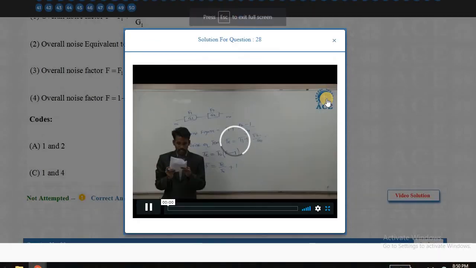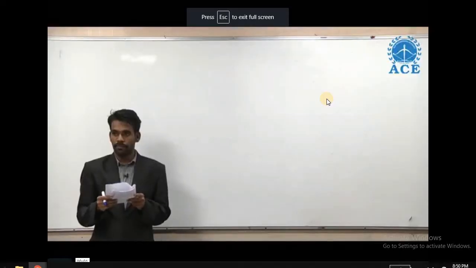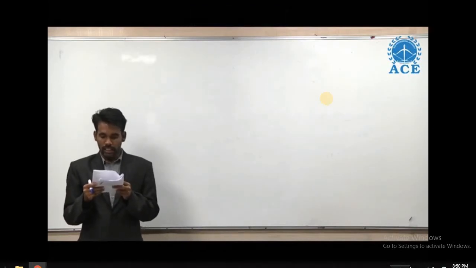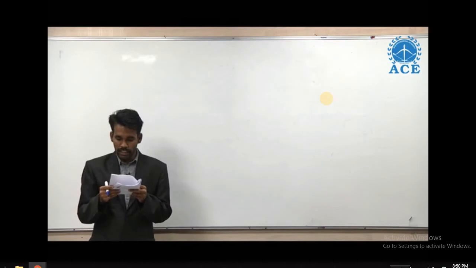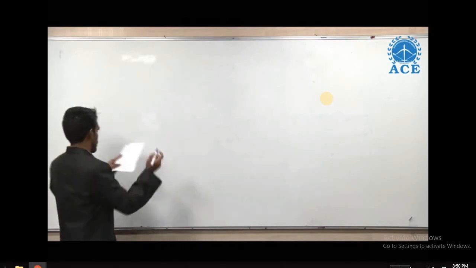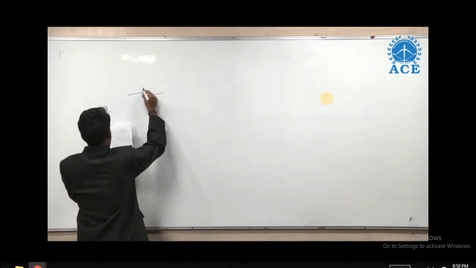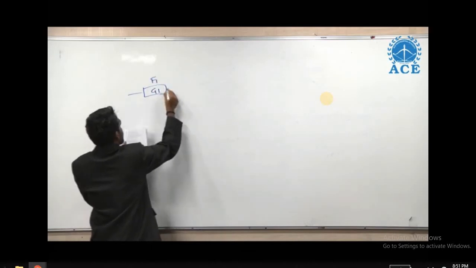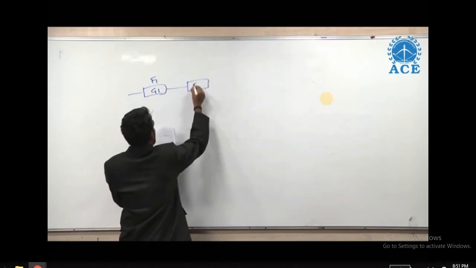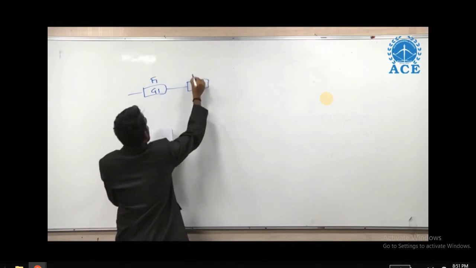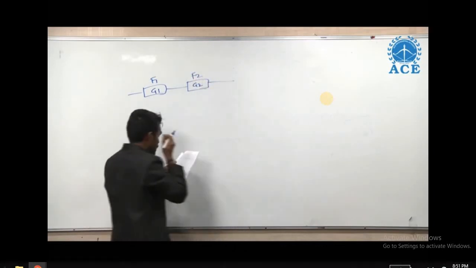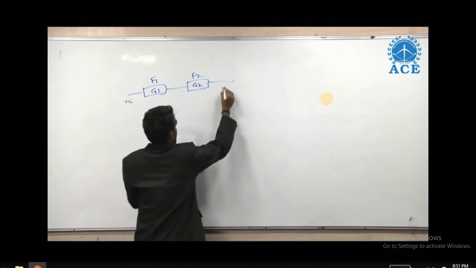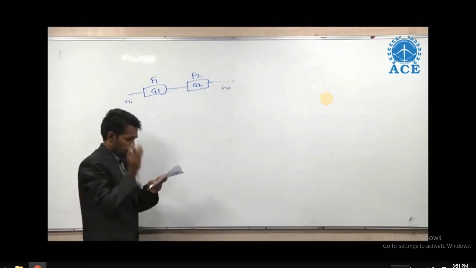Which one of the following formulas is correct when two amplifiers are connected in cascade as shown in the figure. This is the figure. This is gain G1 with noise figure F1. Here this is gain G2 with F2. So we need to find out the correct options from the given options.